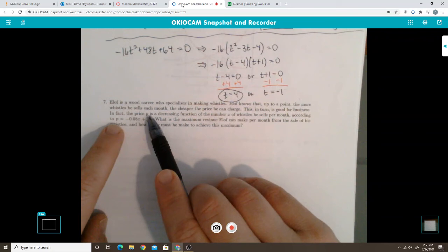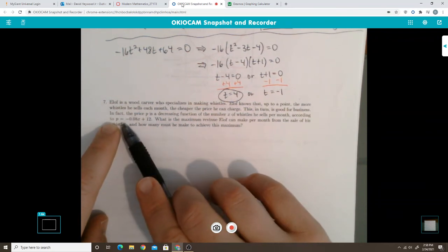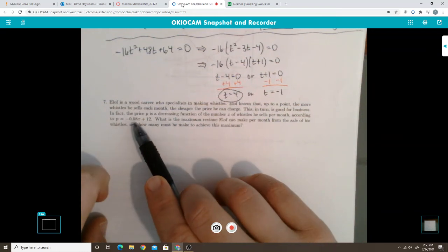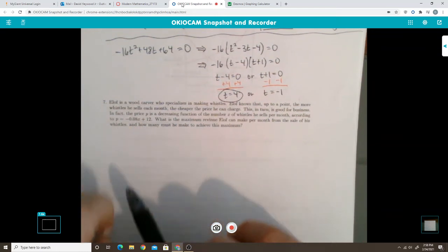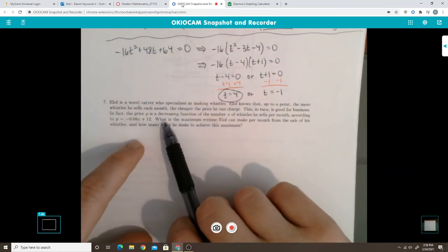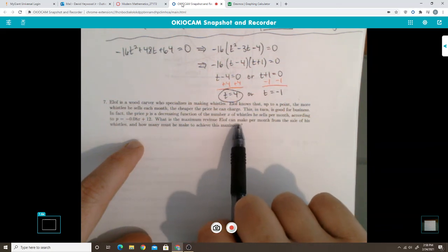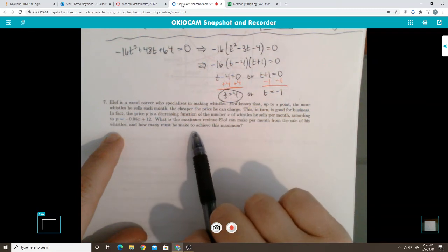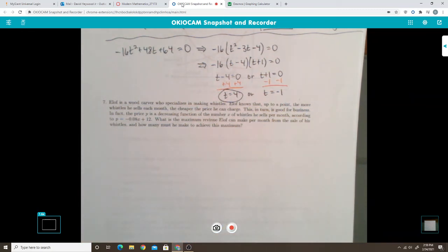So P is the price that he charges, right? And it's a decreasing function. You can see that it's a linear function, and the slope is negative, so it's a decreasing function. What is the maximum revenue Elof can make per month from the sale of his whistles, and how many must he make to achieve this maximum?